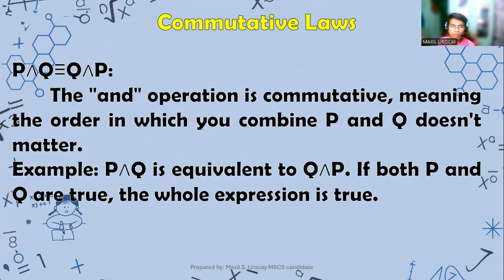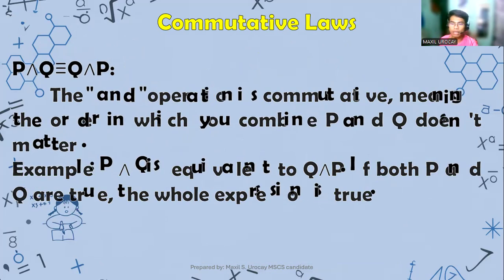Now, for this one, commutative in terms of AND, meaning multiplication. The AND operation is commutative, meaning the order in which you combine P and Q doesn't matter. So P and Q is equivalent to Q and P. If both P and Q are true, the whole expression is true. Let's try to calculate that one.